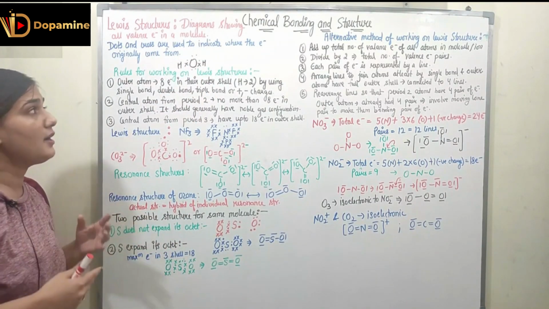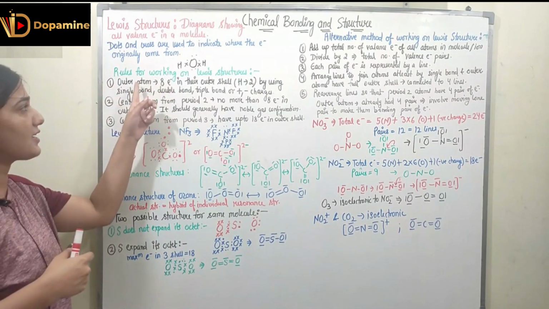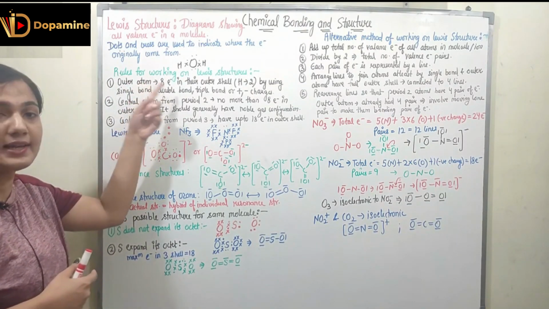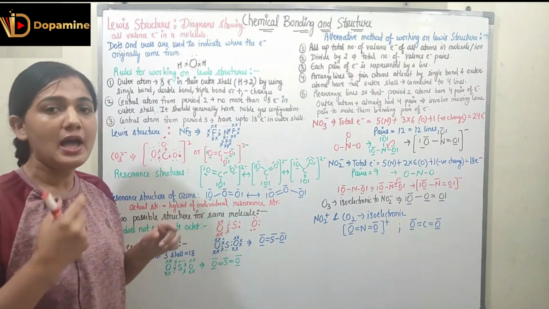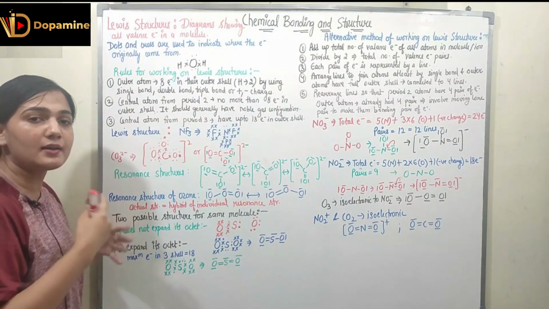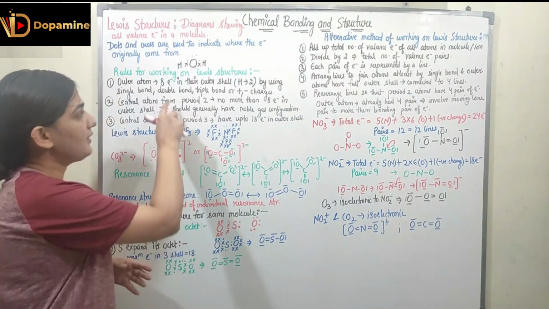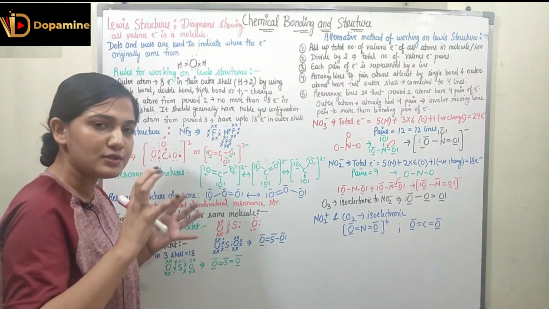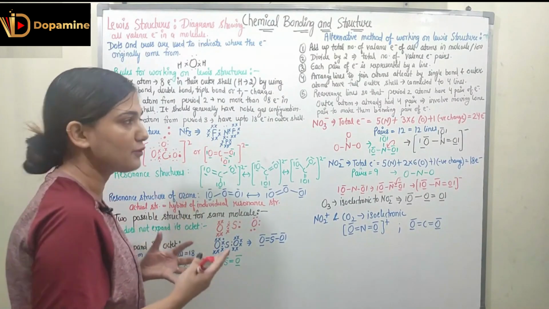Now coming to the rules for working on the Lewis structure. What are the various rules? We should have 8 electrons in the outer shell. The outer atoms will have 8 electrons in their outer shell, but we have an exception for hydrogen. Hydrogen will have 2 electrons in the outer shell. We can complete the 8 electrons in the outer shell by using double bonds, triple bonds, single bonds, or even positive or negative charges. We have to make 8 electrons in the outer shell of the outer atoms.